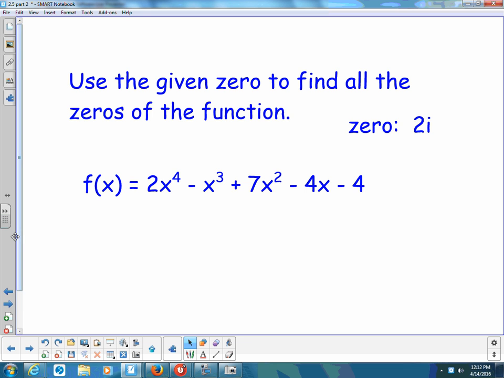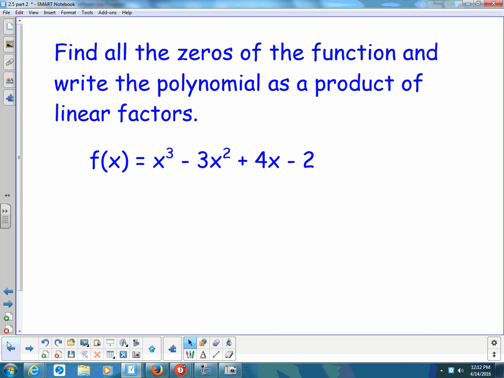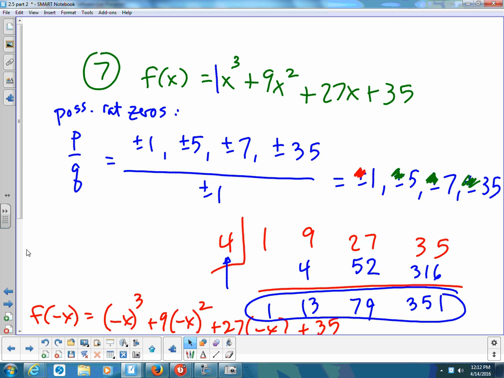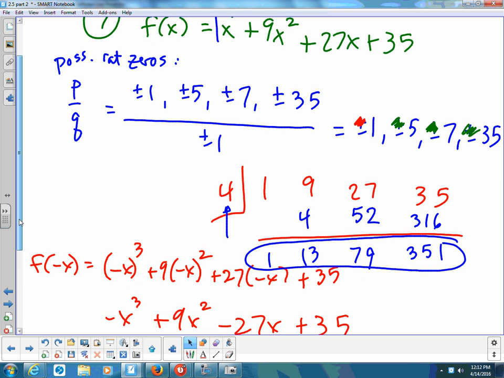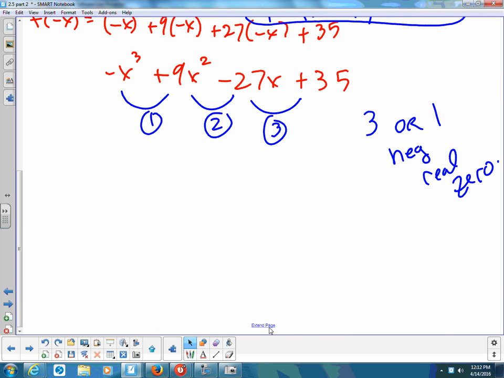All right, let's try this example here. Oh, you know what we didn't do? We didn't write it as a product of linear factors, did we? For this one. Isn't that the directions on the gift number 7? Okay, and I didn't even list our zeros. So what did we come up with for this? Is it the same problem that we're working on? Yeah. Okay, so the zeros are what?